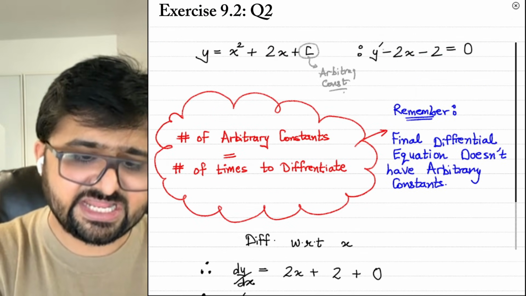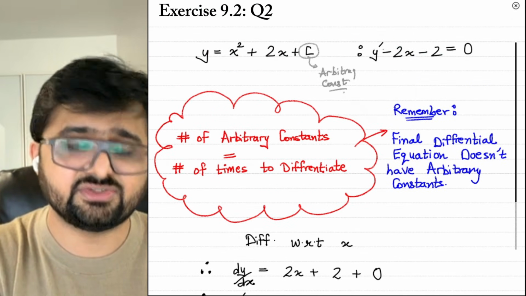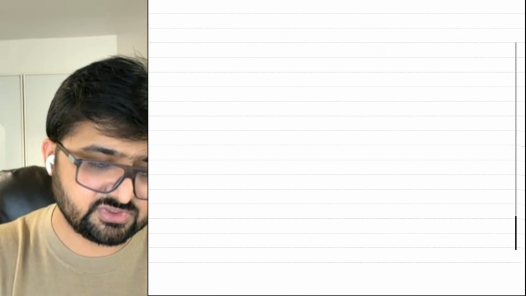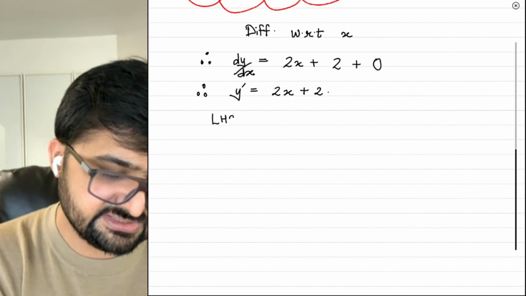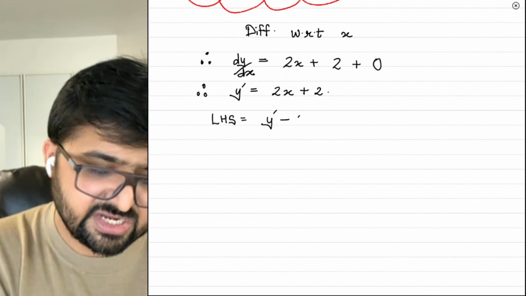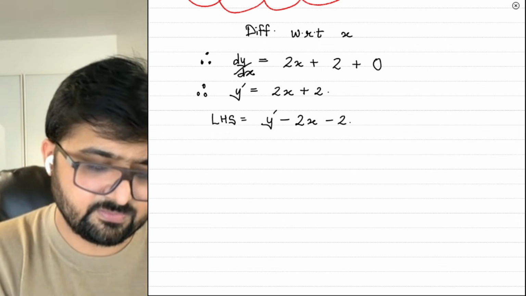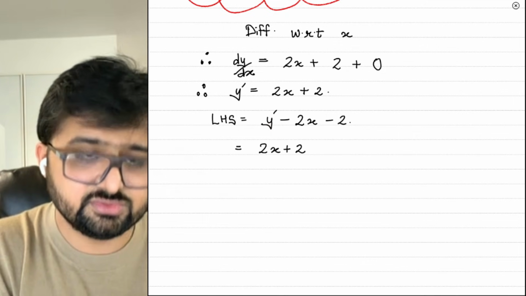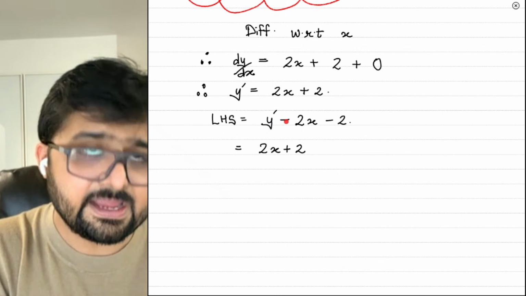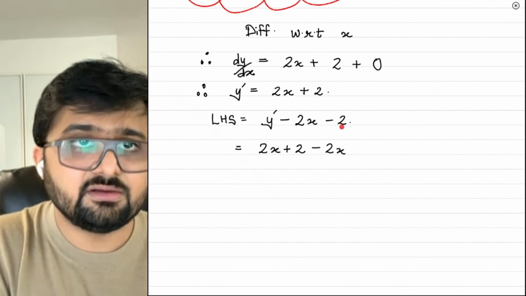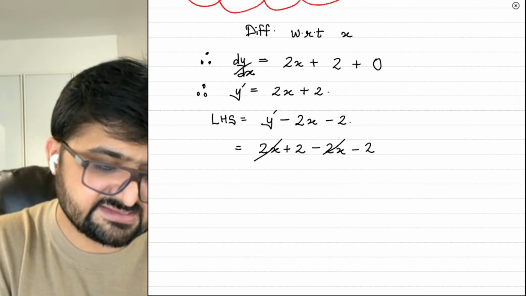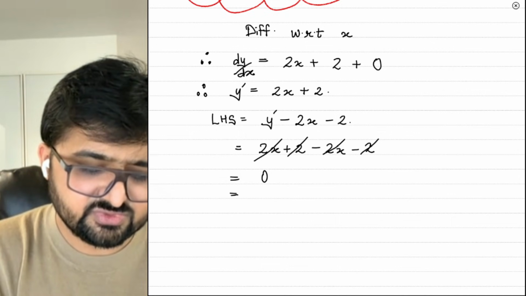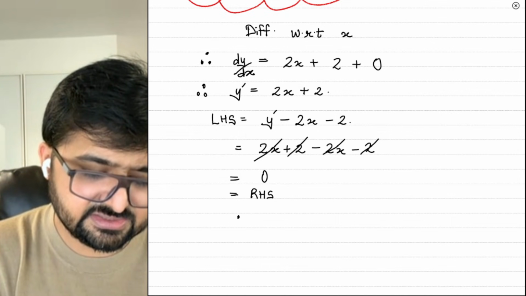Now that we have y dash, we can substitute everything in the left hand side. Our left hand side is y dash minus 2x minus 2. So let's see what we get. Our LHS is y dash minus 2x minus 2, which is equal to, now that we know y dash is 2x plus 2, this is my y dash that I found, then I have minus 2x and minus 2. If you notice, things get cancelled here. 2x and 2x get cancelled. 2 and 2 get cancelled. So I am left with 0, which is my right hand side.